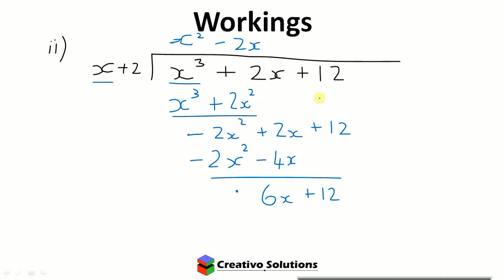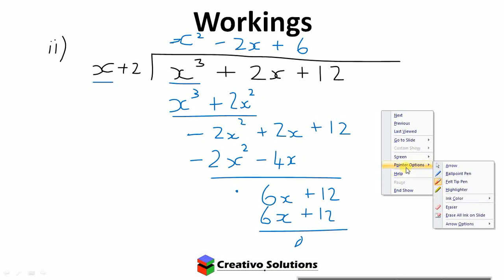How many times does x go into 6x? Plus 6. So 6 times x is 6x. 6 times 2 is 12. I end up with 0, that's what I want. So do I know what this polynomial is equal to? Yes, I do. So I can write that down.